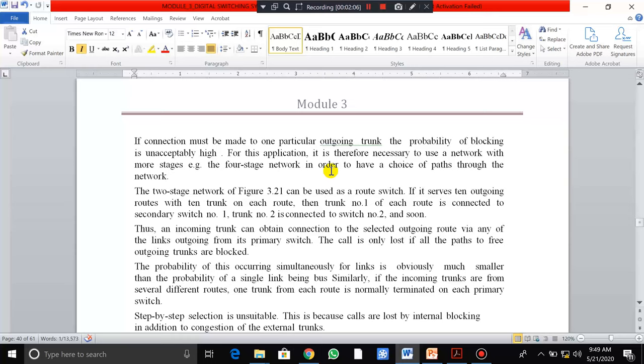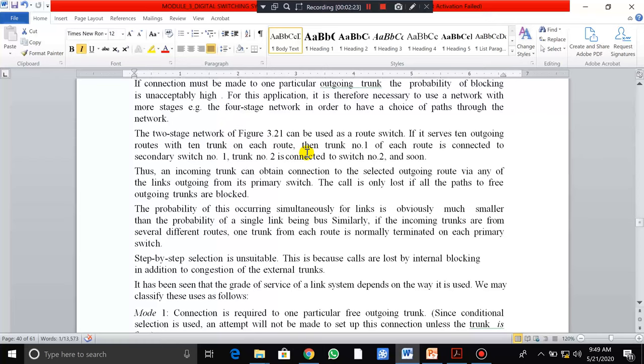For this application, it is necessary to use more stages of network, that is, a 4-stage network. Instead of using 2 stages, we go for more stages than 2. The 2-stage network which we discussed in the diagram below is used to route the switches. If it serves 10 outgoing routes with 10 outgoing trunks on each route, then trunk number 1 of each route is connected to secondary switch number 1. Similarly, trunk number 2 is connected to switch number 2, and so on.